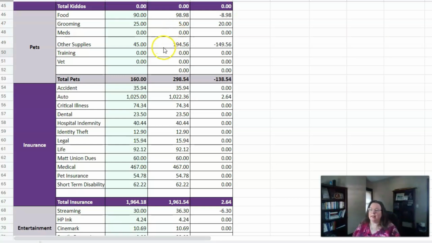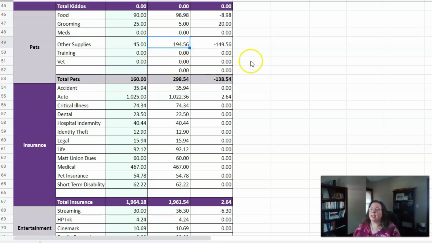Meds, we didn't have anything, $194 in other supplies. So I actually threw in, there was $150 in boarding for Uther that we had to account for. So that is where that was coming from, and that brought our total to $298, which is over by $138. We did have some money in a sinking fund to help cover that.